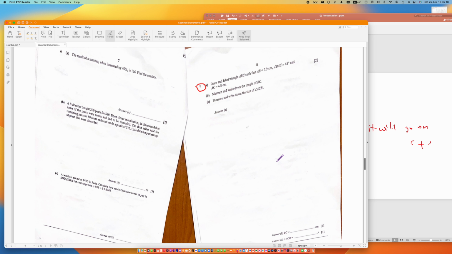This means your points, because you want AC to be 4.8, right? So that means the point C is on this line. Because anywhere your point C is on this line is going to be 4.8. But which one? Depends. Because they say BAC is 48. BAC is 48. Where's 48?